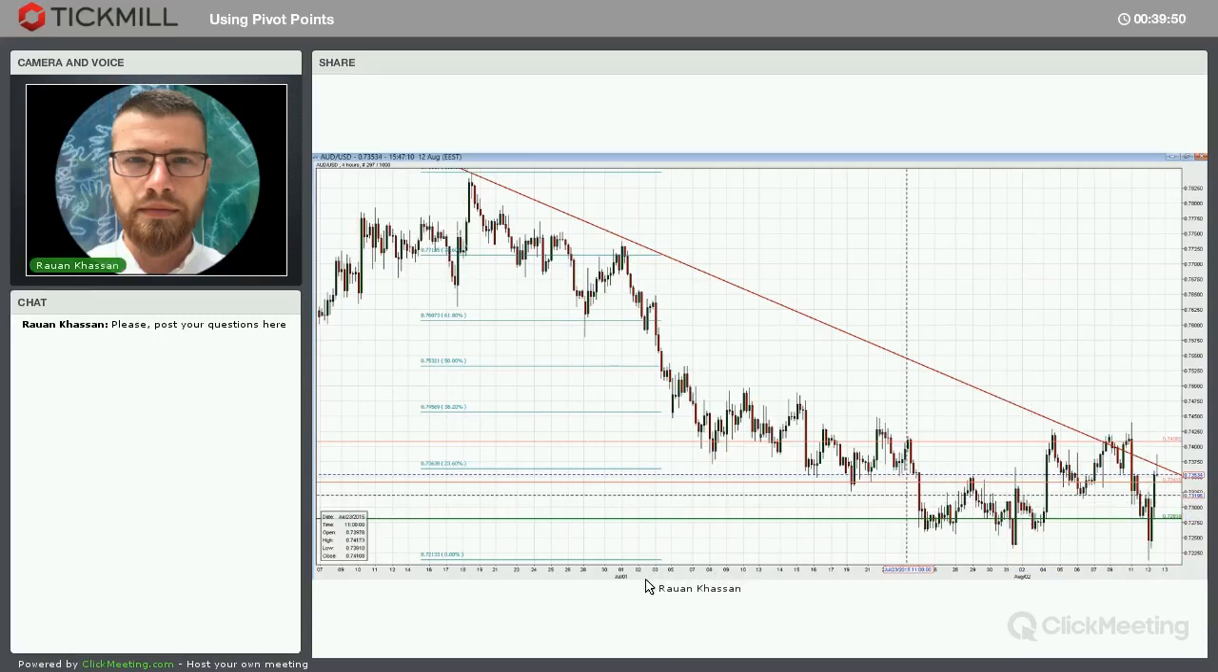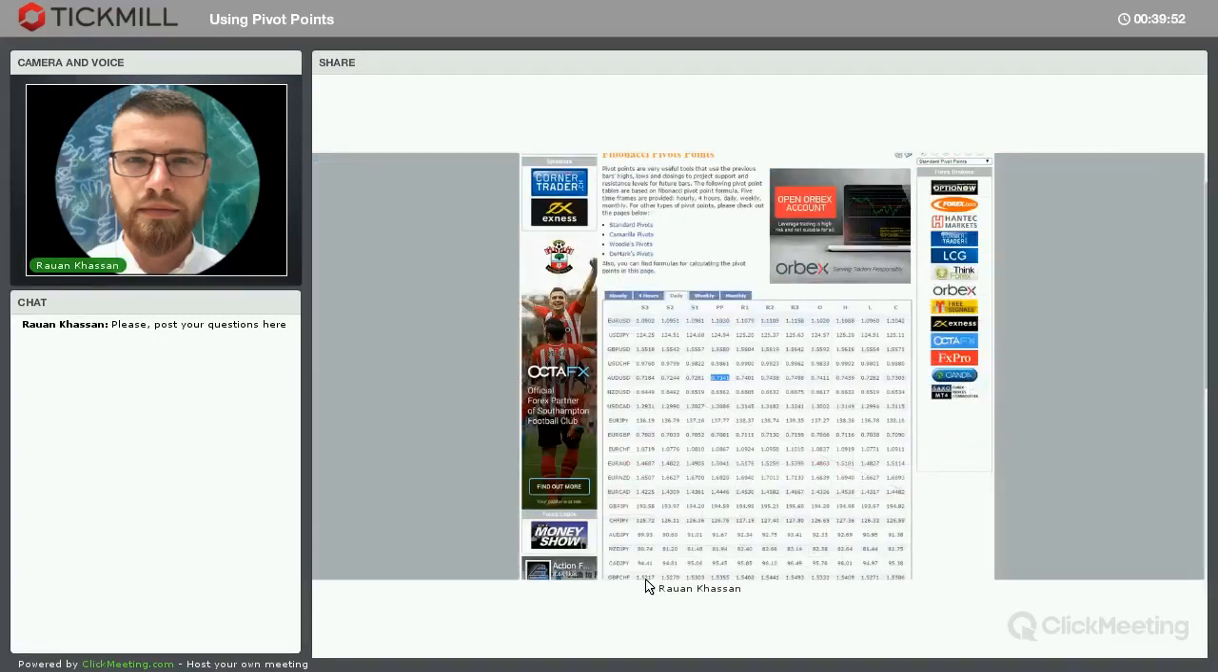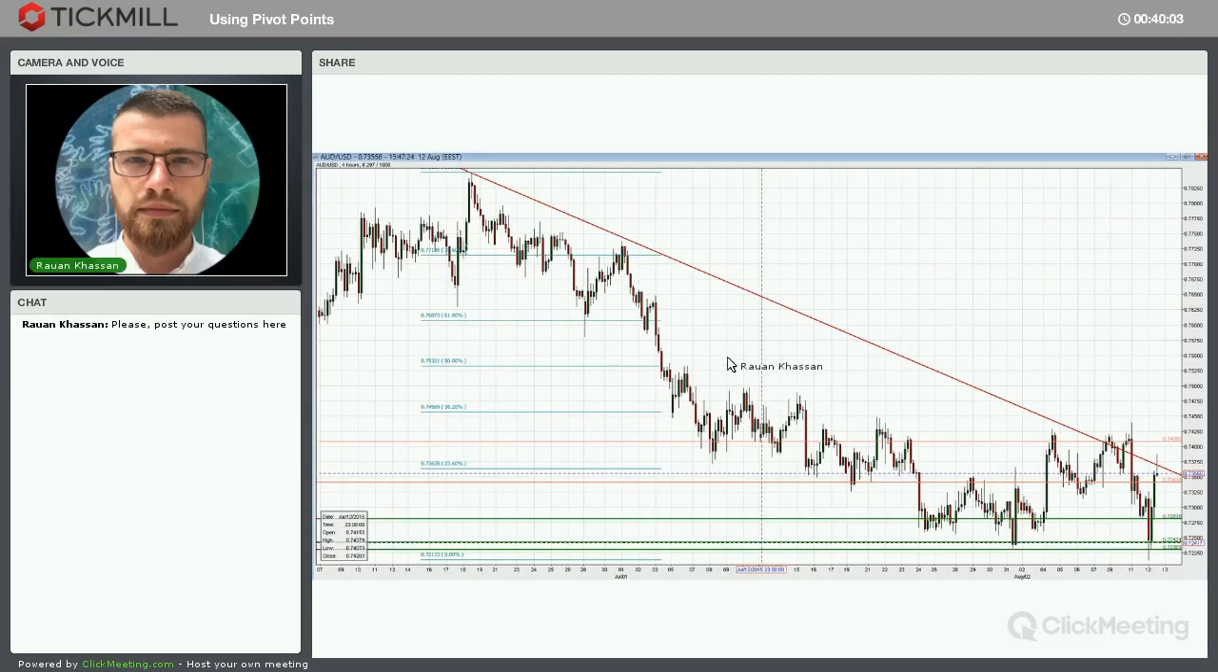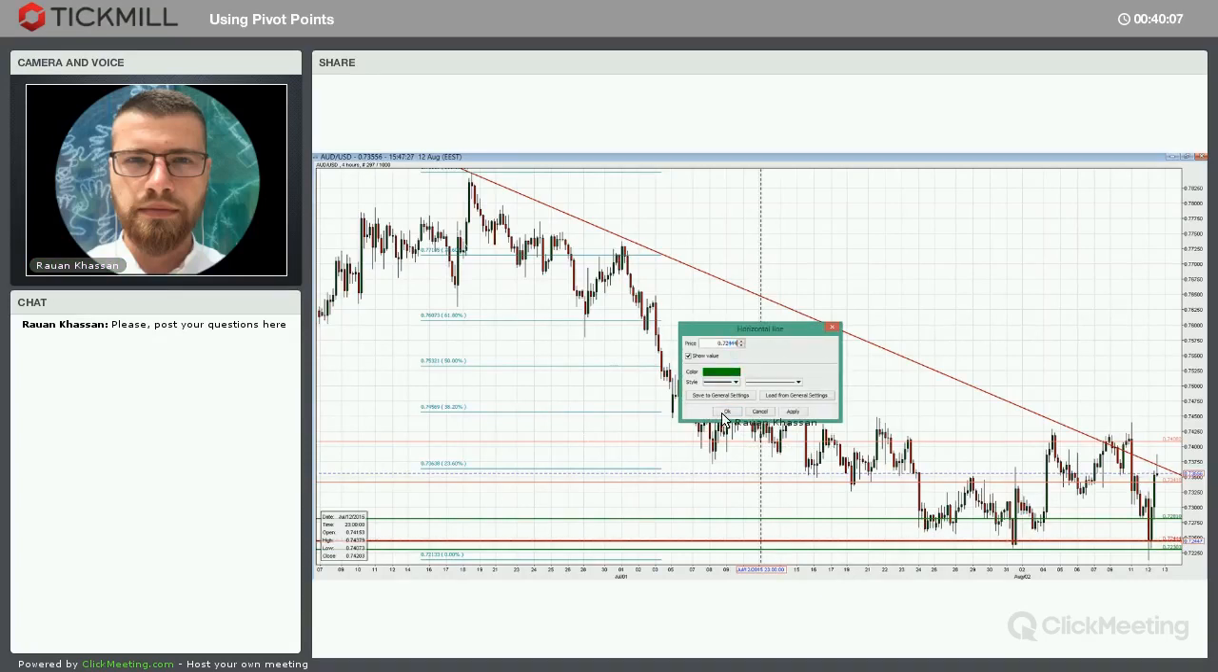The next level to watch is 0.7244. And the final one is 0.7184. Let me adjust the chart accordingly.